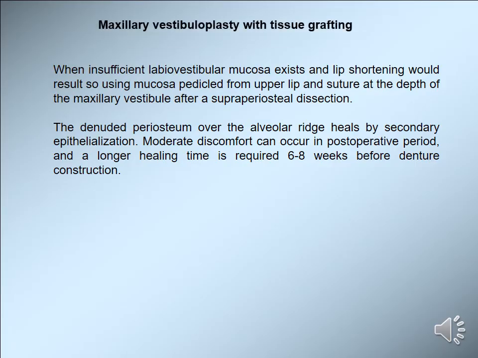Another technique: maxillary vestibuloplasty with tissue grafting. When insufficient labio-vestibular mucosa exists, lip shortening would result, so we use a mucosal pedicle from the upper lip, sutured at the depth of the maxillary vestibule after supraperiosteal dissection. The denuded periosteum over the alveolar ridge heals by secondary epithelialization. Moderate discomfort can occur in the post-operative period, and a longer healing time of 6 to 8 weeks is required before denture construction.